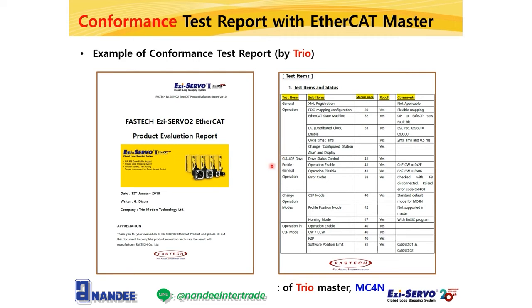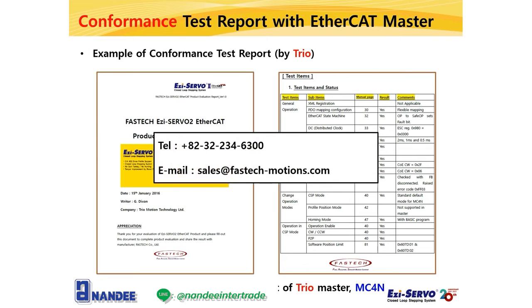For example, if you look at this part, you can check the test items for drive status control, operation enable, operation disable, and error codes of CiA 402 drive profile. Tests were conducted for each evaluation item, and this is the result. Therefore, if this conformance test report is delivered to customers using the Trio Master, they can use FASTECH EtherCAT products without worrying about compatibility.